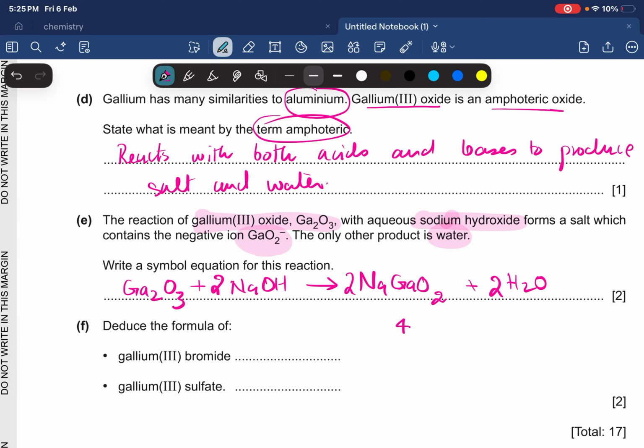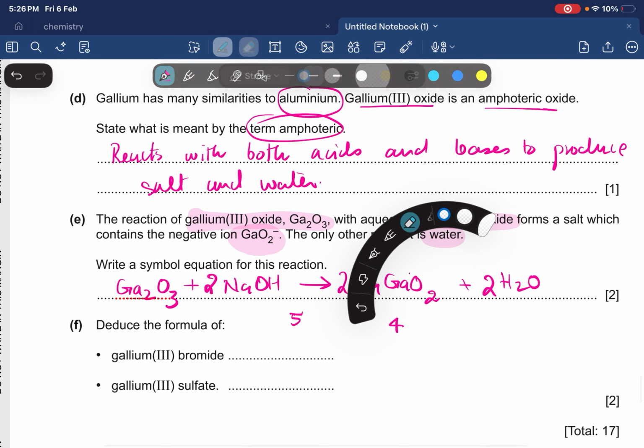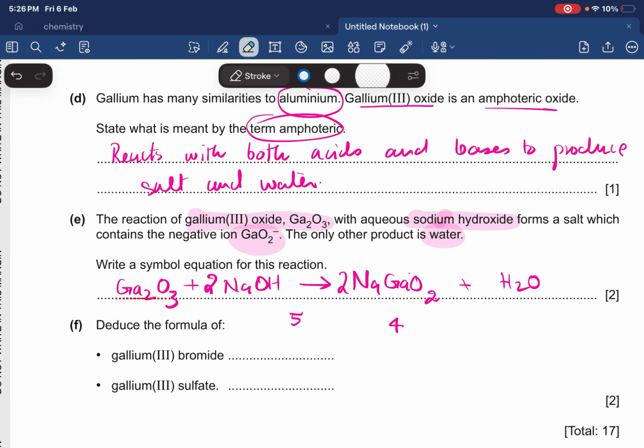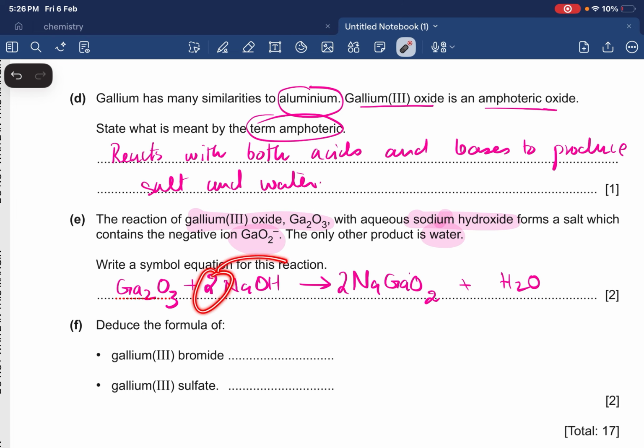Gallium and sodium are balanced. Now, how many oxygens do we have? We have 3 plus 4, 7 oxygens on this side, and 4 plus 1, 5 oxygens on the other side, and then we have 2 hydrogens on this side and 2 hydrogens on this side. So we're done.